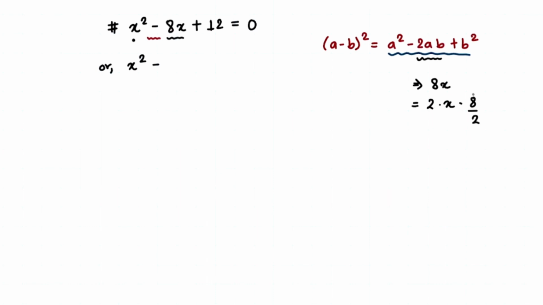We can do that, right? Now this gives us 2 times x times 8 divided by 2, which is 4. And we know that this is also 8x, right? So 2 times 4 times x is 8x. So we can write our 8x as 2 times x times 4.